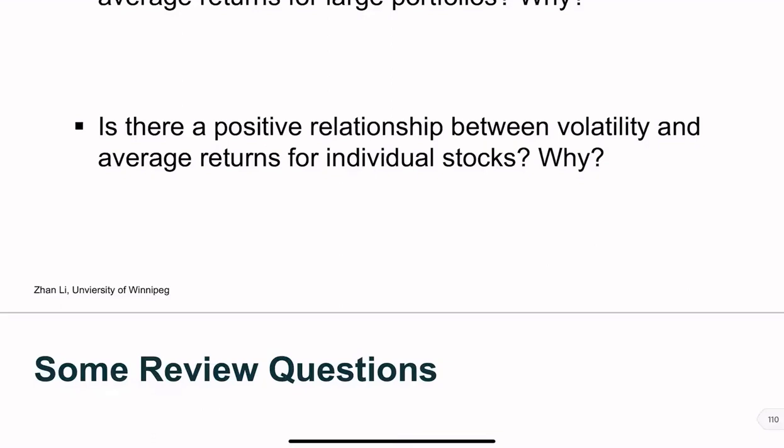And for large portfolios, right? Because firm-specific risks have been diversified away for large portfolios, volatility is a correct measure of systematic risk. That's why we should be able to observe a positive relationship between return and volatility for large portfolios.